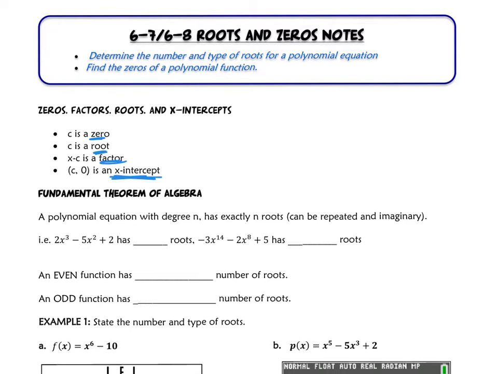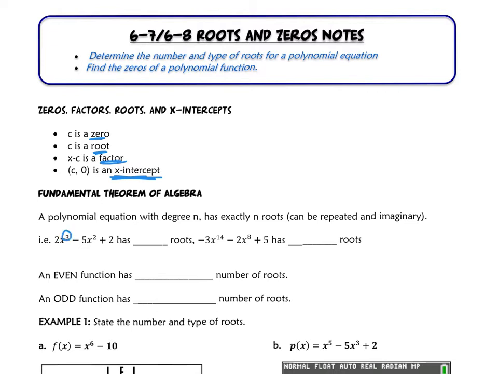Let's talk about the fundamental theorem of algebra. A polynomial equation with degree n has exactly n roots. They are not necessarily different roots. They could be real, imaginary, or repeated. So for example, 2x cubed minus 5x squared plus 2.